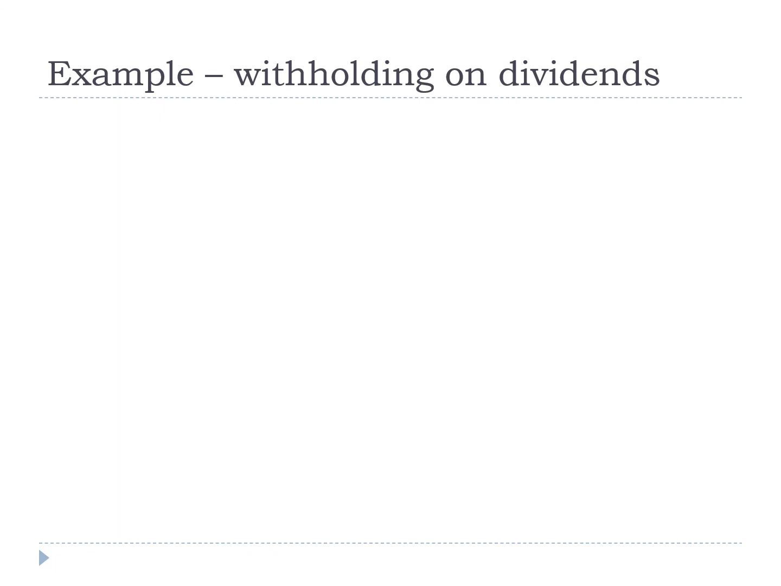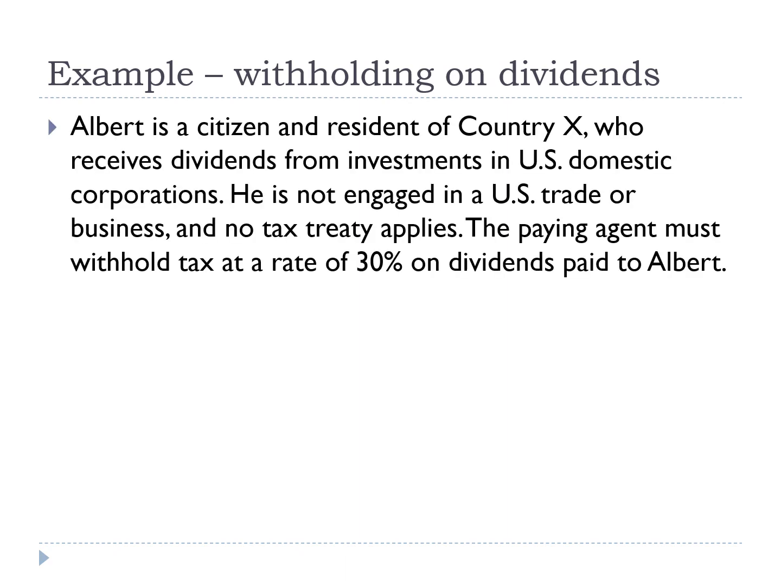Here's an example of withholding on non-business income. Albert is a citizen and resident of Country X who received dividends from investments in U.S. domestic corporations. He is not engaged in a U.S. trade or business, and no tax treaty applies. The paying agent must withhold tax at a rate of 30% on dividends paid to Albert.